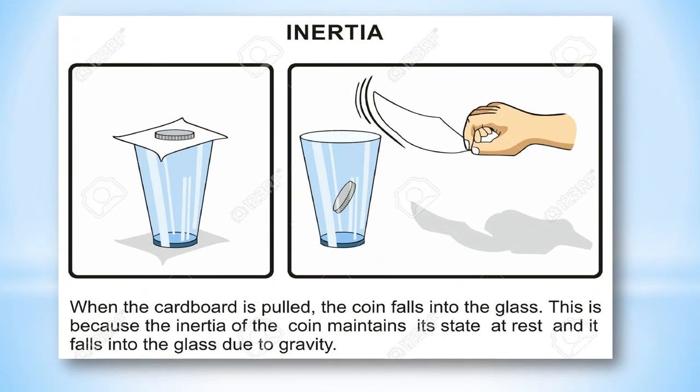Okay, to understand inertia, let's do one activity. Now students, here I have put one picture for you. You can see the two parts. When the cardboard is pulled, the coin falls into the glass. This is because the inertia of the coin maintains its state at rest and it falls into the glass due to gravity. Now students, why does the coin fall into the glass? Because of the force of gravitation.